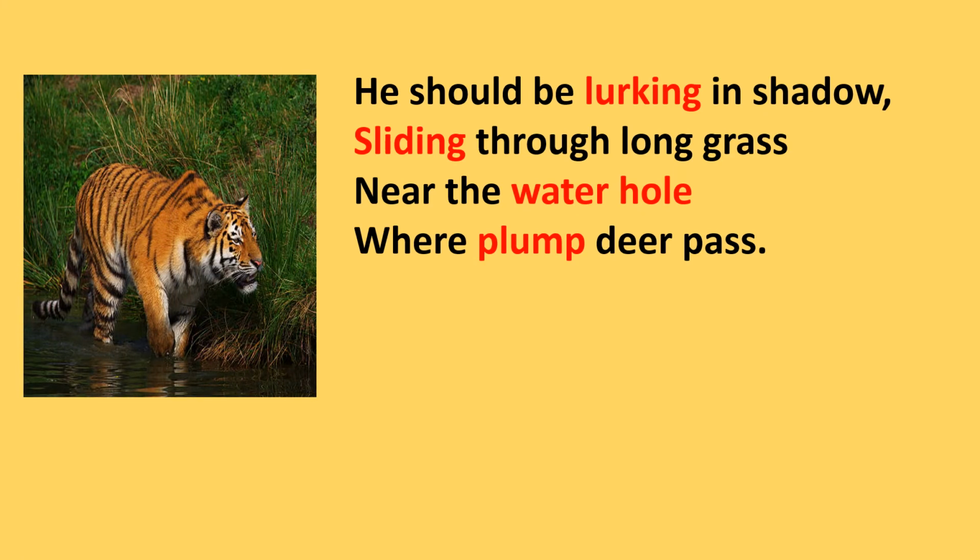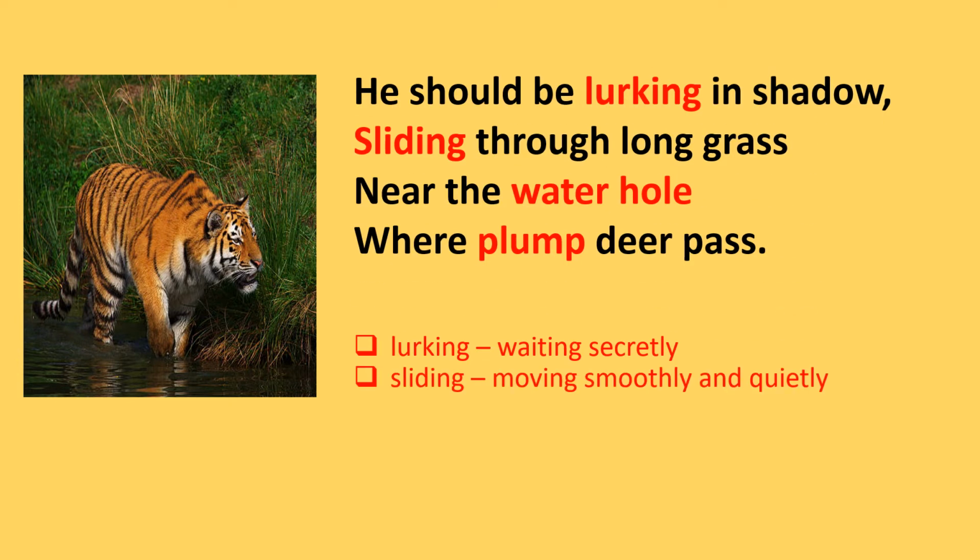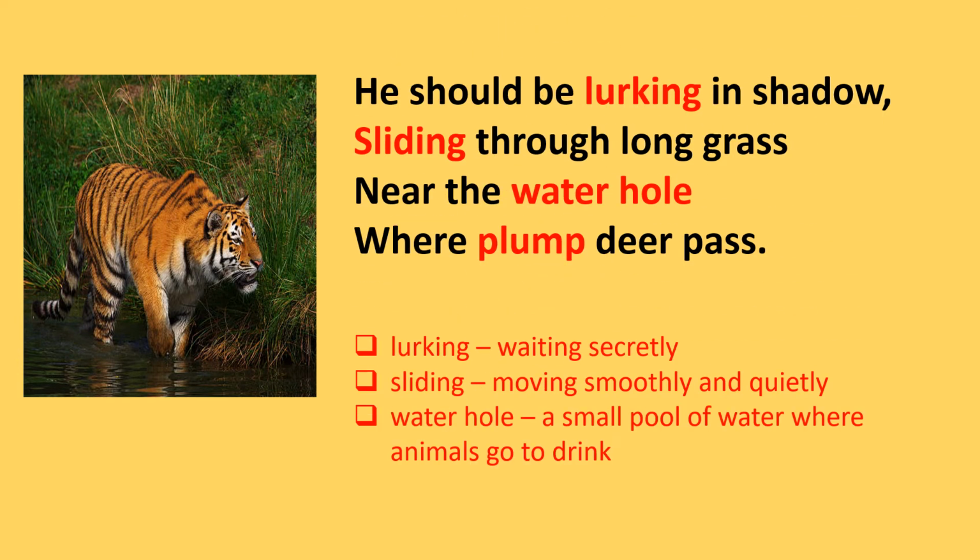Stanza. He should be lurking in shadow, sliding through long grass near the water hole where plump deer pass. Let's discuss the word meanings. Lurking, waiting secretly. Sliding, moving smoothly and quietly. Waterhole is a small pool of water where animals go to drink. Plump means fat. So, in the first stanza, the tiger is living an unnatural life.